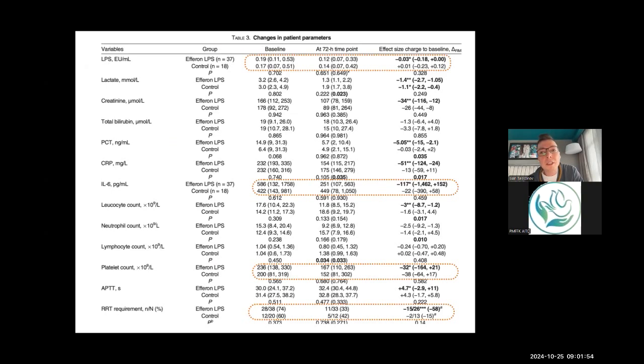And these are the changes in biomarker levels for these patients. All the important inflammatory biomarkers confirm the improvement of vital functions we saw right before. So endotoxin, interleukin-6, C-reactive protein, procalcitonin, leukocytes, they all go down in the treatment group. And this is different from what happens in the control group.